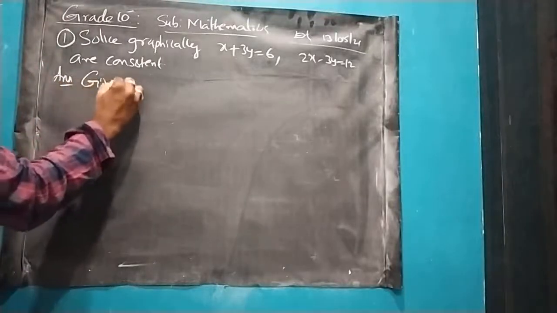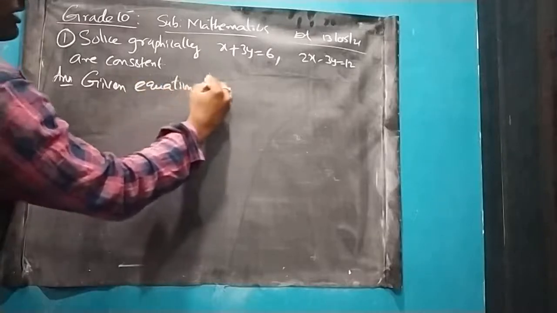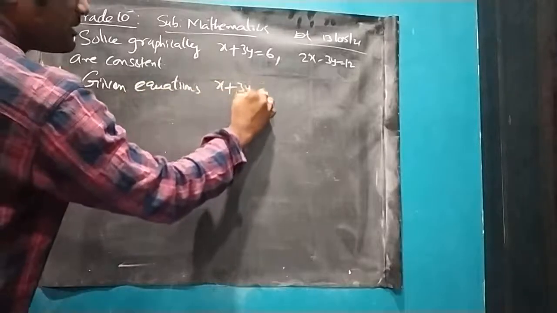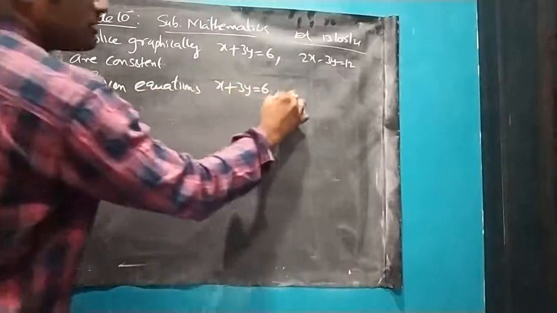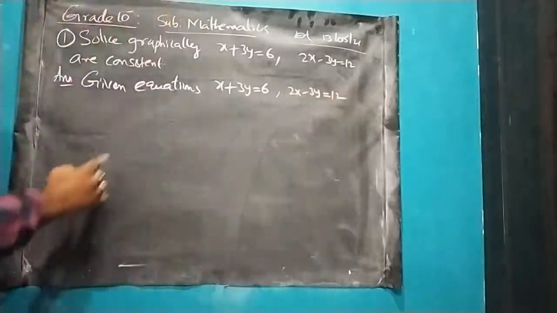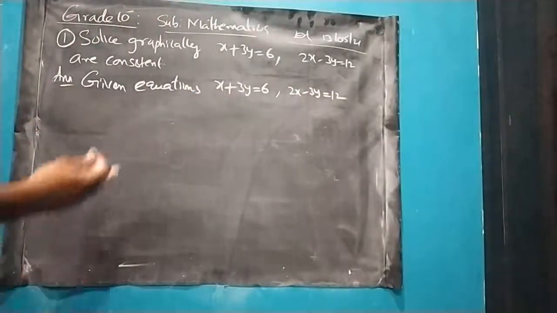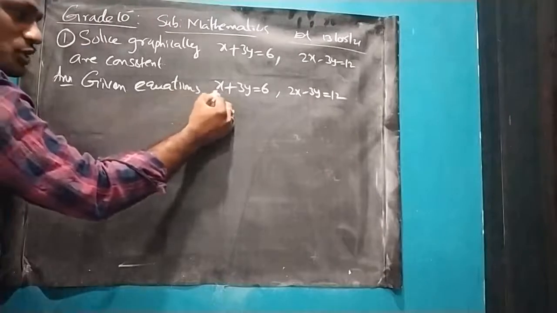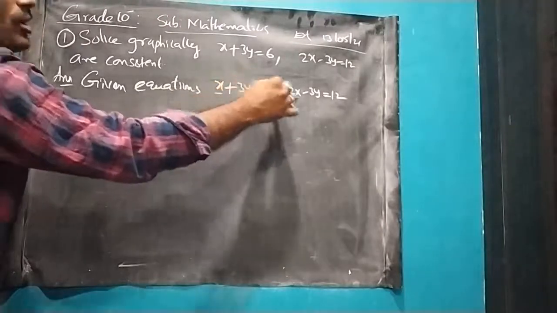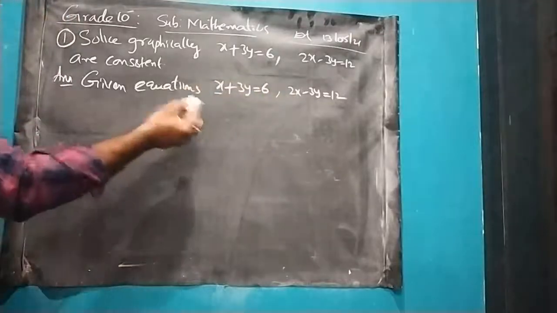Given equations. What are the given equations? x + 3y = 6, 2x - 3y = 12. So here x is equal to c. By transposing either c, we can substitute x value and find y value, or else we can substitute y value and get x value. Any of the options we can take.